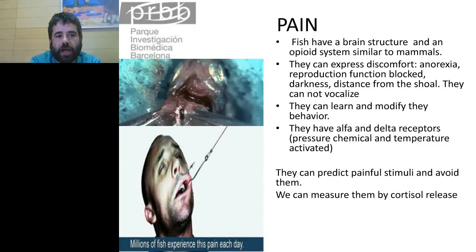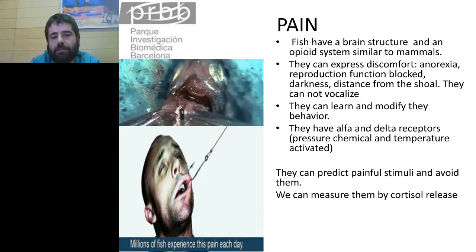So we have to make our procedure, and sometimes the procedure can cause pain to the fish. We know that the fish can feel pain because they have a brain structure similar to us, and also they have an opioid system. They can express in different ways that they don't feel fine, so they can have anorexia or block their reproduction function or get darker or get out from the school. The problem is that they cannot make facial expressions as the mammals and they cannot vocalize. So the level of empathy with them is going to be lower than with other animals.